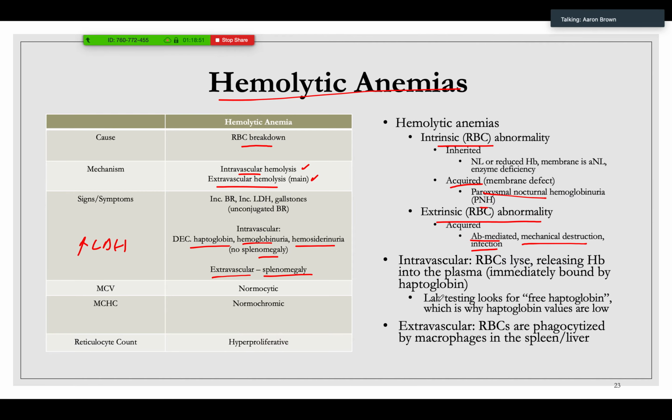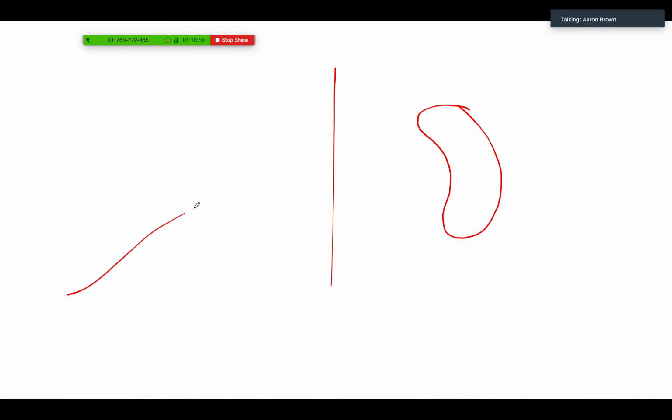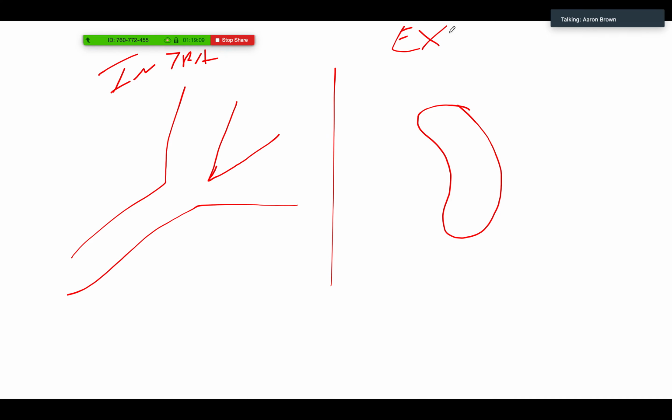No problem. So, let me just make a quick whiteboard. So, here is our spleen, okay? And here is our vessels, okay? And so this is going to be our intravascular. This is intra. This is extra. In both cases, we're talking about red blood cells being destroyed, right? We're just talking about where that's happening.